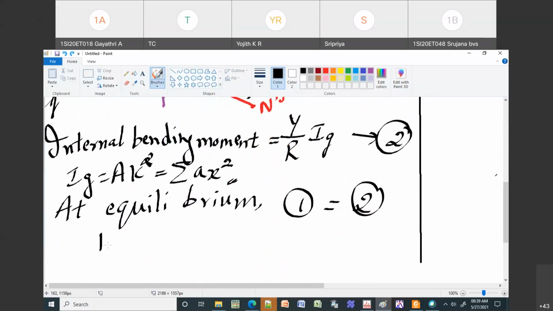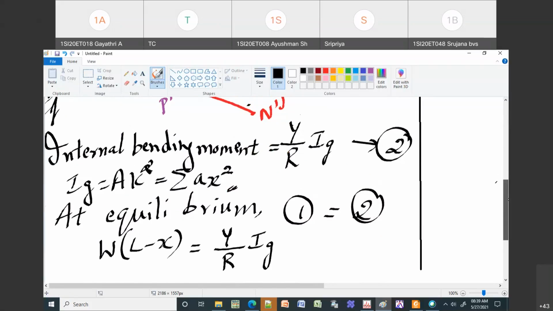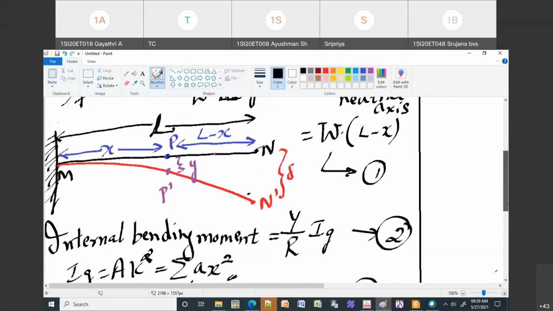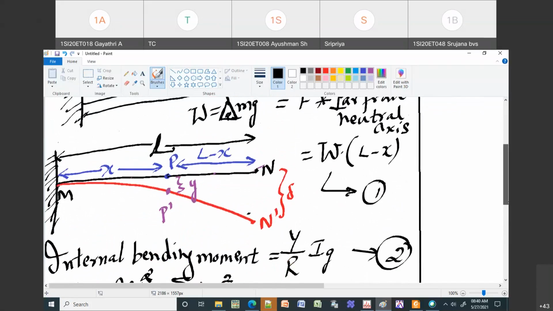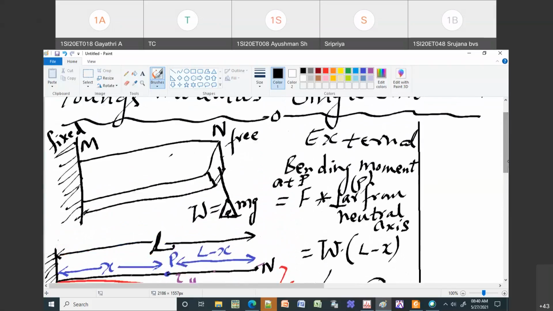Sir, can you explain once again why the external bending moment is equal to the internal bending moment? Okay, fine. Your external bending moment should be equal to the internal bending moment because it is the property of your elastic material. Whatever we are doing here is only within the elastic limit. We are not talking beyond the elastic limit. When it is within the elastic limit, when you apply the load, this object will always exert an equal and opposite force to come back to its original position.